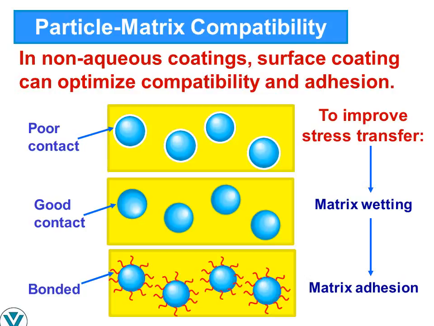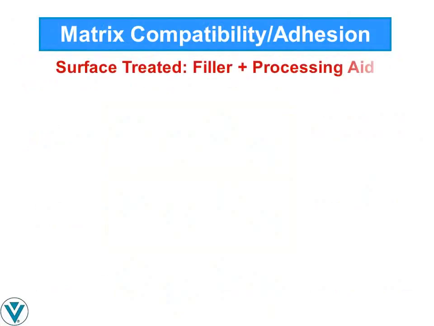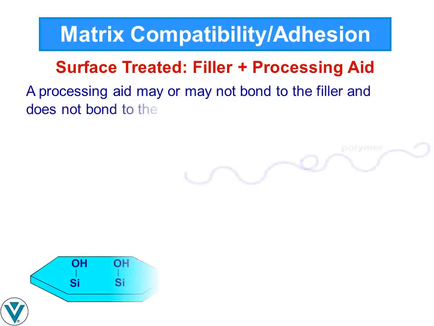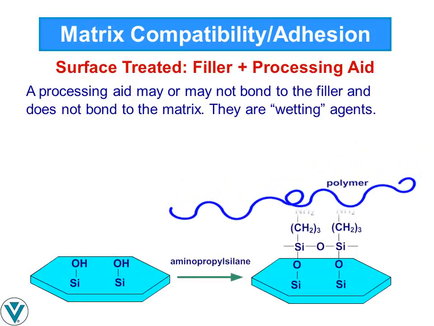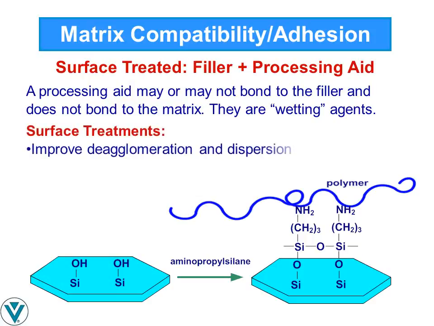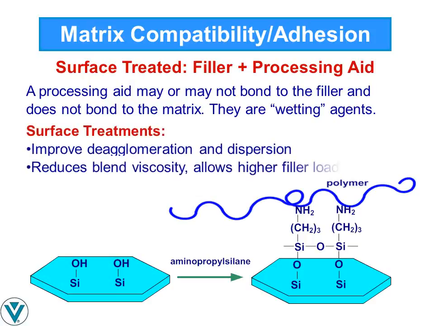Although a mineral to which any type of organic chemical has been added is commonly called surface treated, a surface treatment may be differentiated from a surface modification on the basis of functionality. A surface-treated filler is coated with a processing aid. A processing aid may or may not bond to the filler and does not bond to the matrix. It acts as a wetting agent to make the filler surface hydrophobic and more intimately coated by the polymer matrix. Surface treatments improve filler particle deagglomeration and dispersion and allow higher filler loadings.